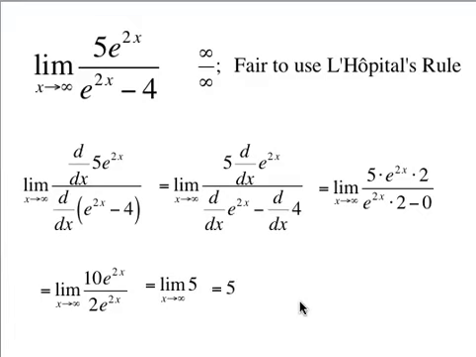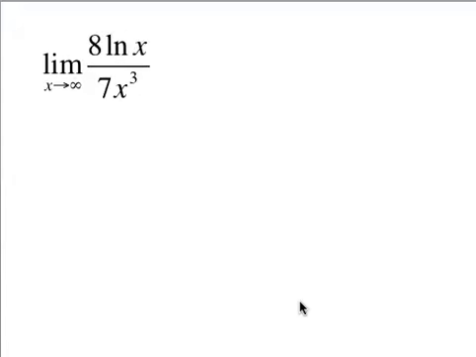Hopefully you got that right when you tried it. Our next example is the limit as x goes to infinity of 8 times the natural log of x divided by 7x cubed. We need to see what is happening to the numerator, what is happening to the denominator.